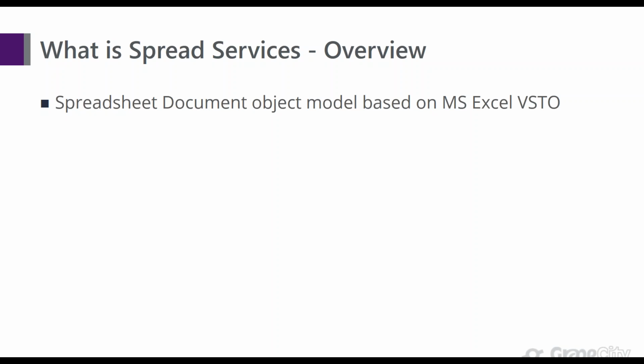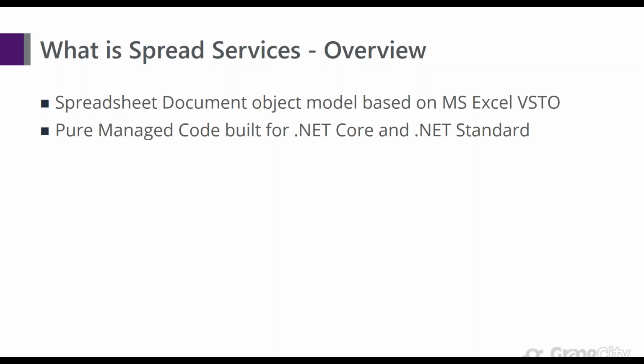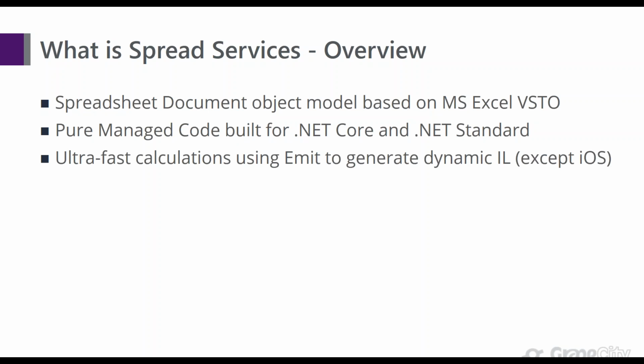Spread Services is implemented in C# and built to target .NET Core 1.0 and .NET Standard 1.4, and it's the server component of the future that we will continue to support for many years going forward. Spread Services implements ultra-fast formula calculation by using emit to generate dynamic intermediate language for the formula expressions, and that's how it does the calculation.